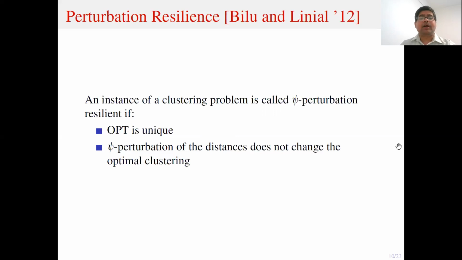The first one is that there is a unique optimal clustering corresponding to the instance. And the second one is that if I perturb the distances of the instance by a factor of psi, or if I increase or decrease the distances by a multiplicative factor of at most psi, then the optimal clustering does not get changed. So the optimal clustering is insensitive to a perturbation of psi of the distances.